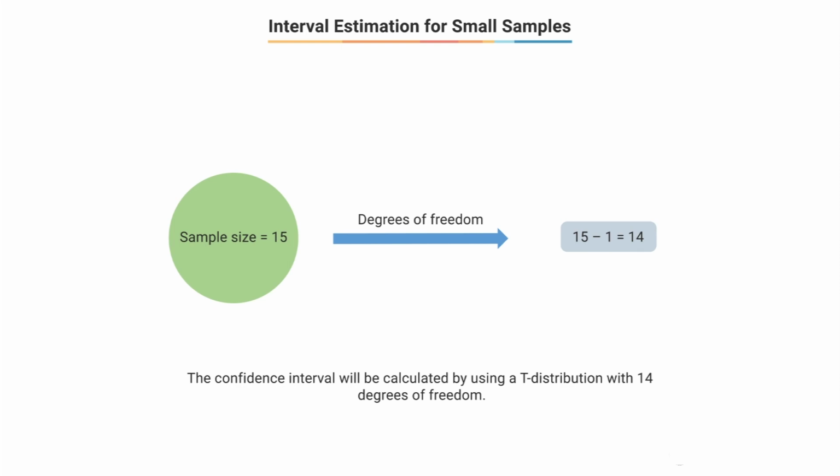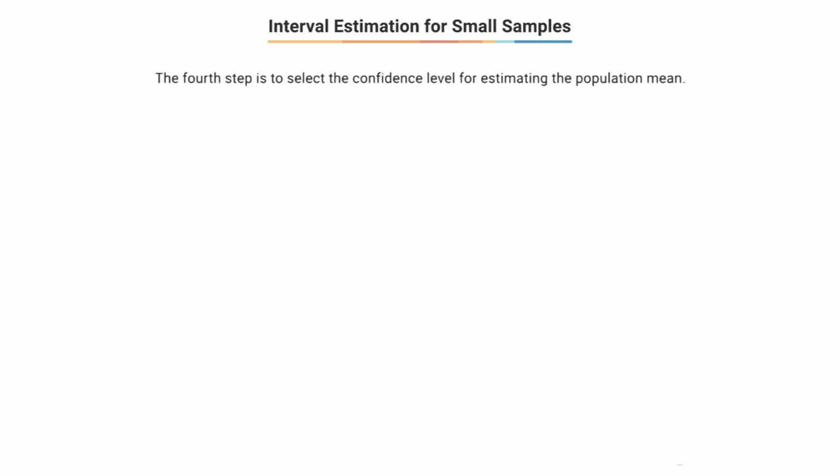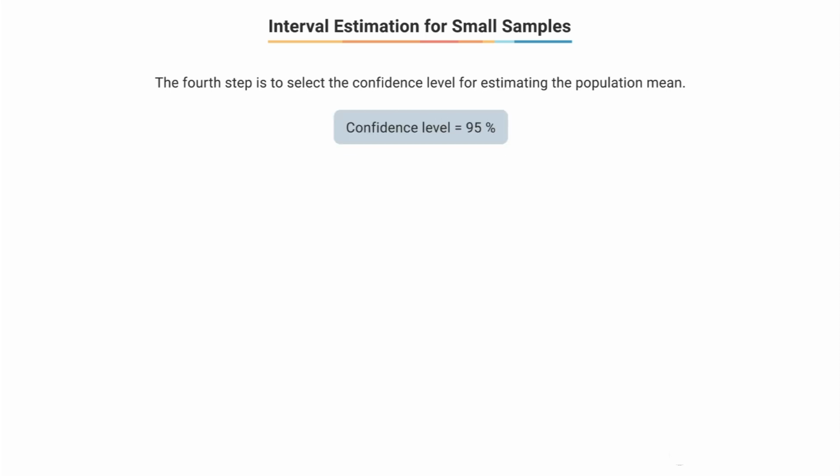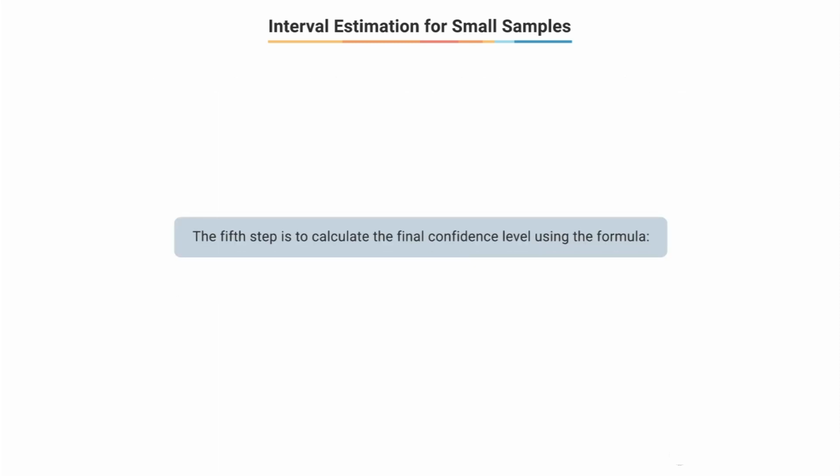Now that we know our sampling distribution for step 3, let's move to step 4. Step 4 was to select the confidence level at which you want to estimate the population mean. Let's assume that the confidence level you want to estimate is 95%. Let's move to step 5. This is the step where we calculated the final confidence interval using the formula x bar minus critical z multiplied by s by square root n. The only difference in the formula will be that in place of z, we use the t value.